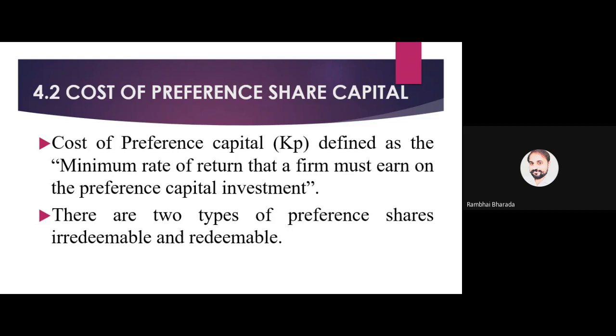Redeemable, irredeemable. It's not non-redeemable. It's irredeemable. So 4 we have covered: cumulative, non-cumulative, participative, non-participative, and convertible, non-convertible, and the last one is redeemable, irredeemable. Are we clear about these 4?